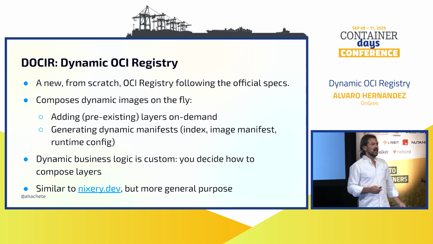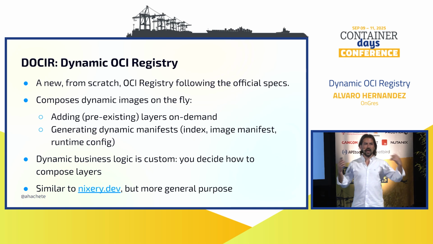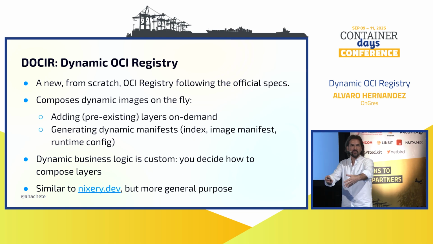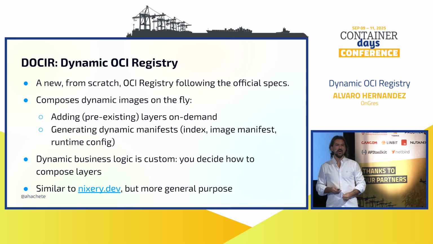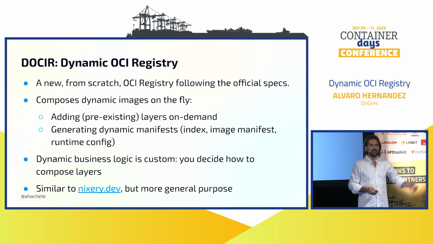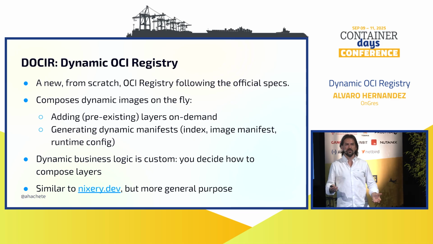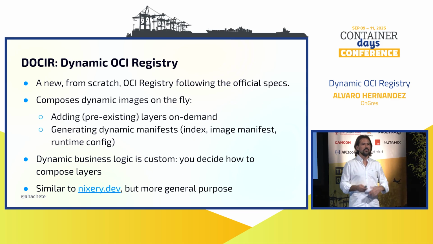The dynamic generation logic is custom. I don't know what you're going to do with this. I know what I'm doing with this, which is serving Postgres extensions, but maybe you want to do something else. Maybe you want to serve different data sets with an AI image, for AI, right? And you want to use different data sets. You want to compose different data sets. You want to do something else, right?